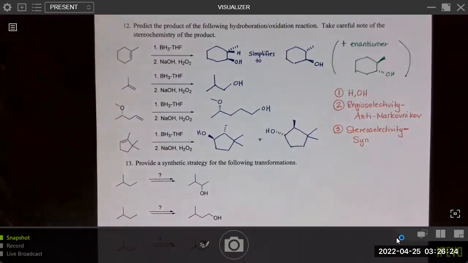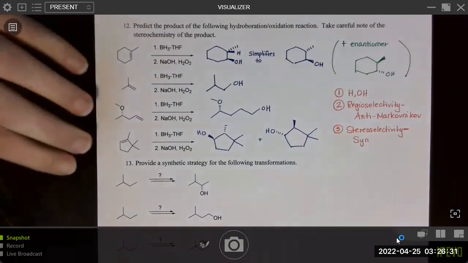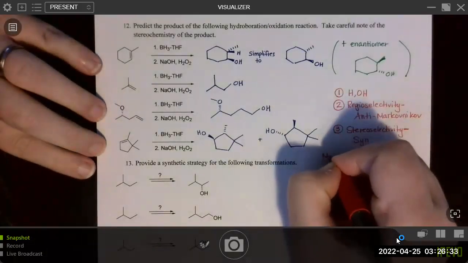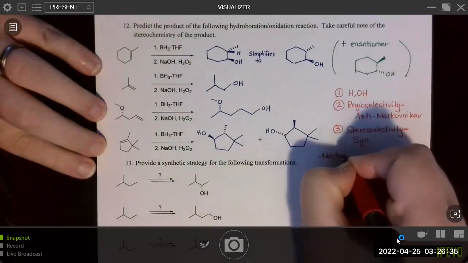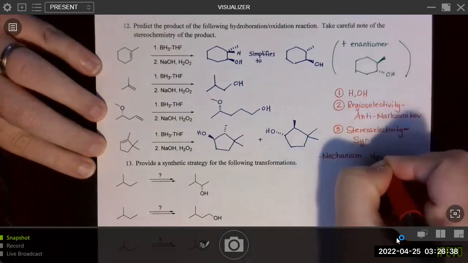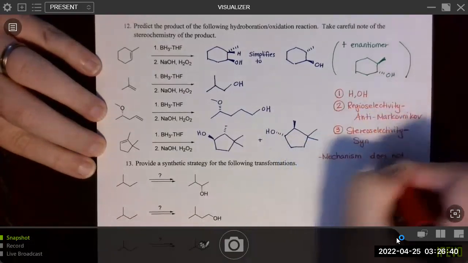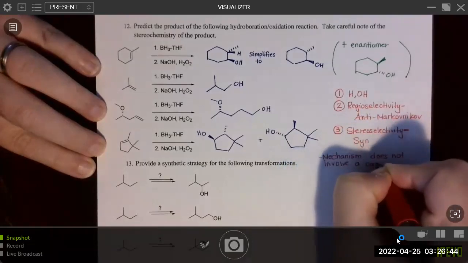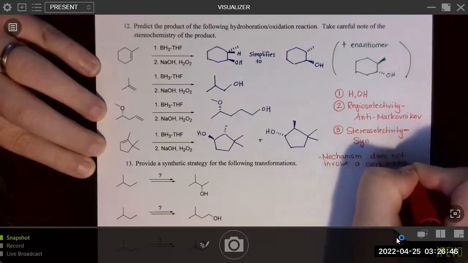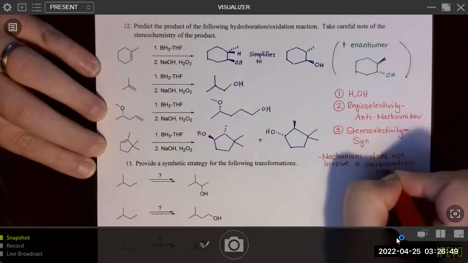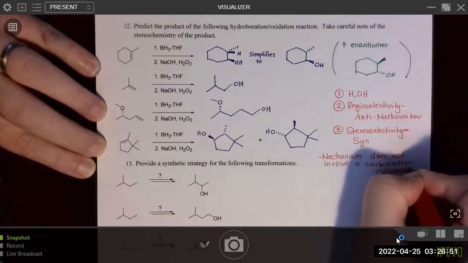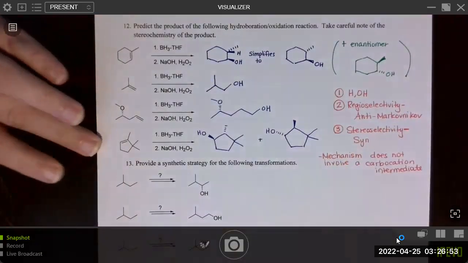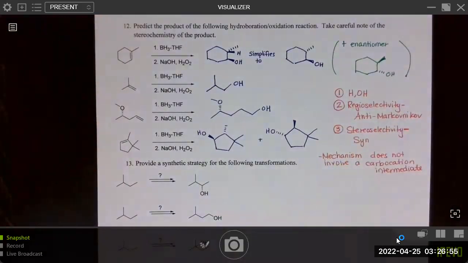Do I have to worry about rearrangements? No, because this mechanism does not go through a carbocation intermediate. Right? Make a little note. Mechanism does not involve a carbocation. So we do not have to think about rearrangements in the hydroboration oxidation reaction.